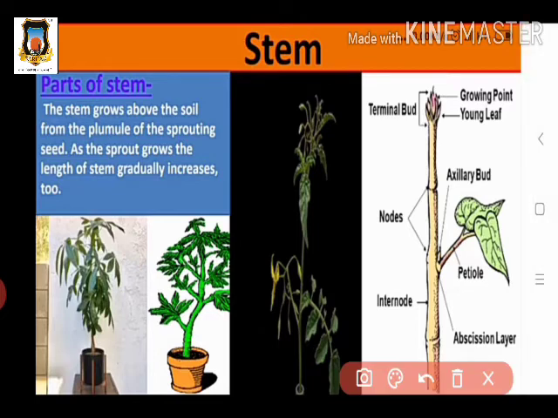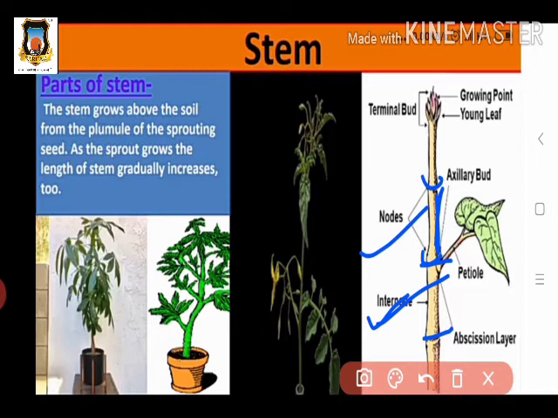The part of the stem between two nodes is called internode. If we see it, here is a node and here is another node. So this part between these two nodes is called internode.